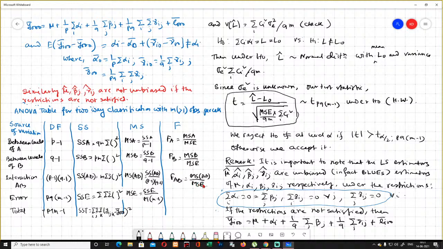Okay, so this is all about two-way classification with m observations per cell. M means more than one observation per cell, fixed effect model.